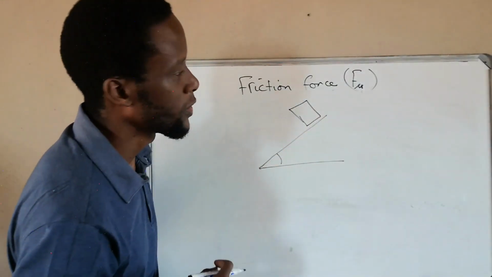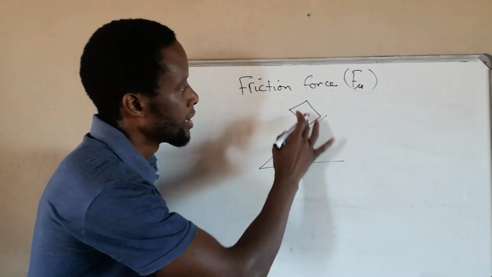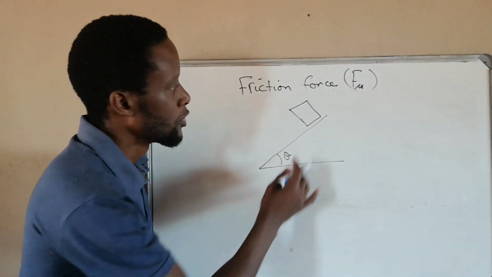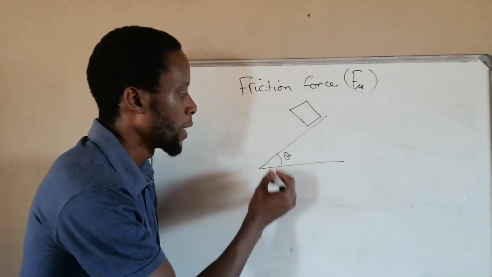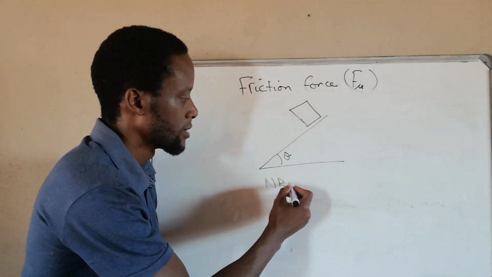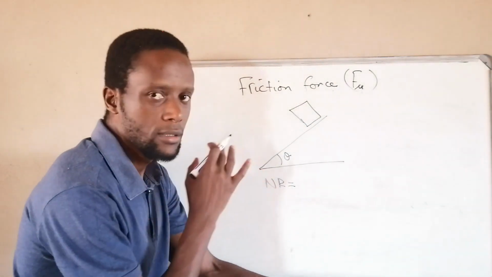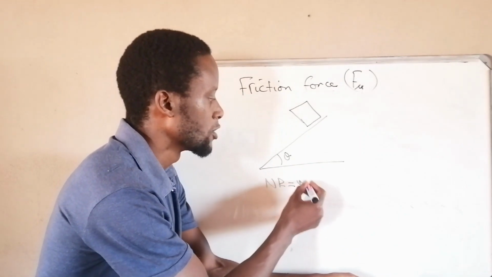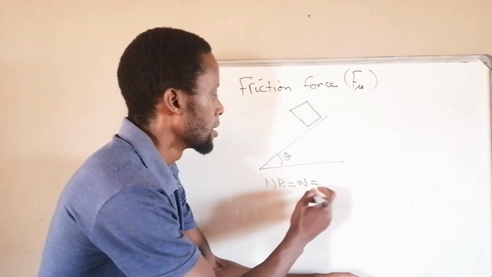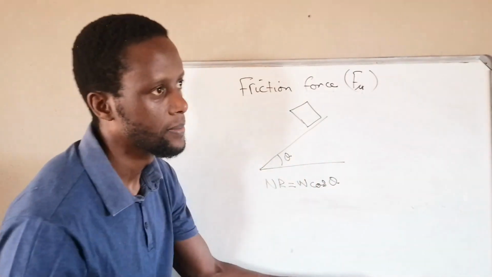This is our object. On an incline, what we have said is that the normal reaction is not equal to the weight of the object. So that's the first thing. Whenever we see an object on an incline, remember that the normal reaction is not equal to the weight. The normal reaction is equal to the weight times cos of the angle of the incline.